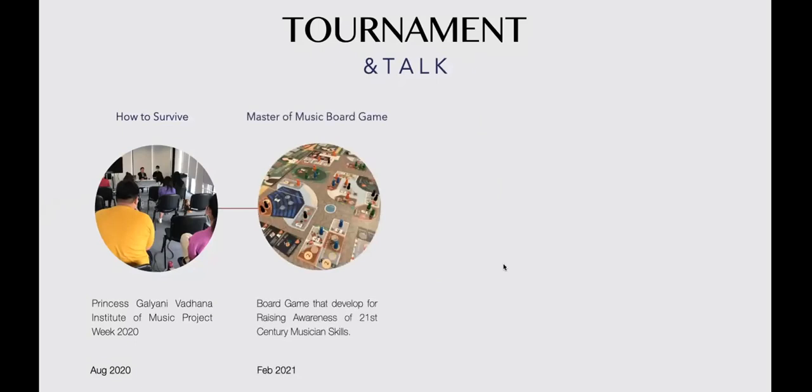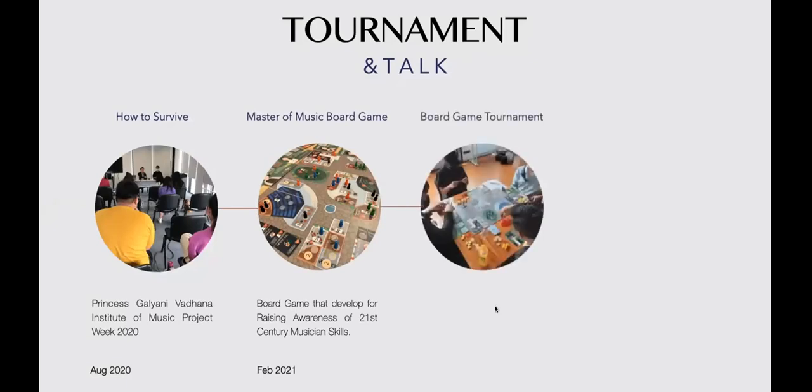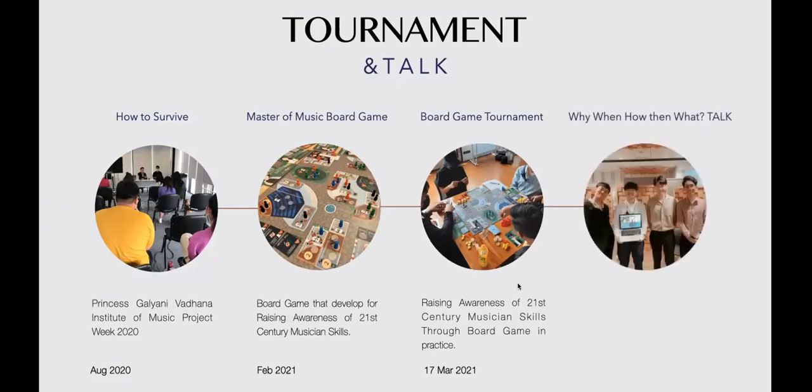And the Master of Music board game. I did a board game tournament. And yes, this is the board game tournament. And I also did a talk. This one is to see how our seniors survived at that time compared to now, and how music students prepare for their life after graduation. Maybe at that time they could survive going that way, but nowadays it's not like that, only because of the contacts, something like this.